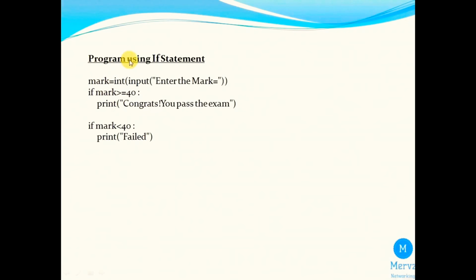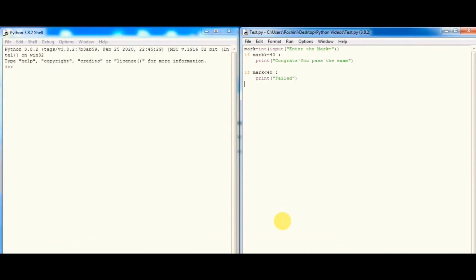Next, a program using the if statement. Here mark is a variable holding an integer input: enter the mark is equal to. Here we need to enter the mark. If mark is greater than or equal to 40, we will get the output as congrats, you passed the exam. If mark is less than 40, we get the output as failed. Let's see the output in the Python shell.